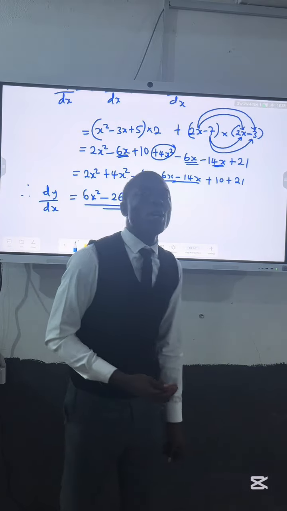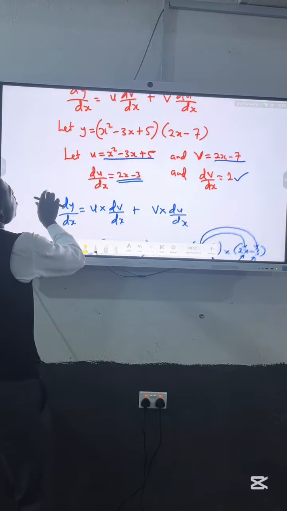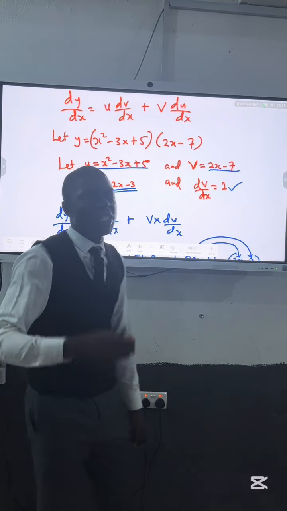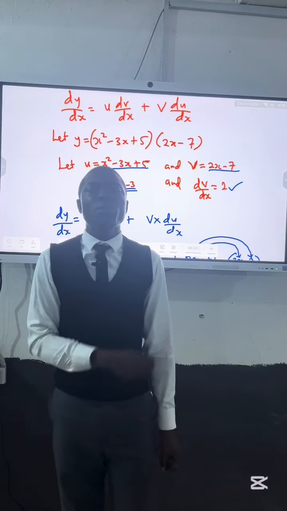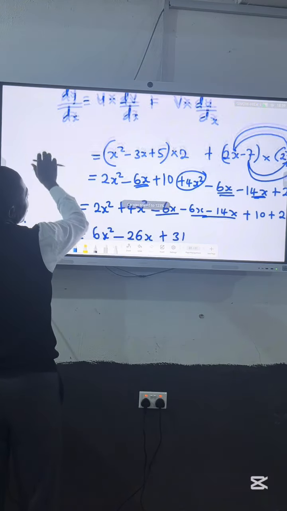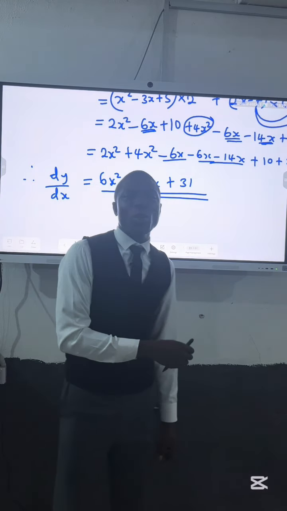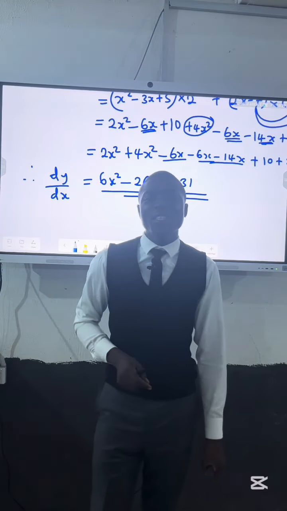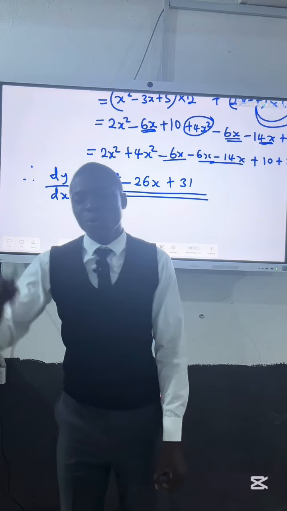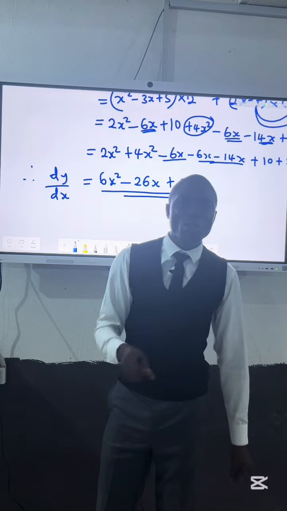Another way to handle this question is to expand instead. Since the function given is not too complicated, you can decide to expand this times this. Then you now differentiate one by one. We call it term by term differentiation. It will still lead you to where we are in this final answer. Alright, so this is what we call the product rule of differentiation. The formula again is dy/dx is equal to what? U dv/dx plus v du/dx. U dv/dx plus v du/dx.